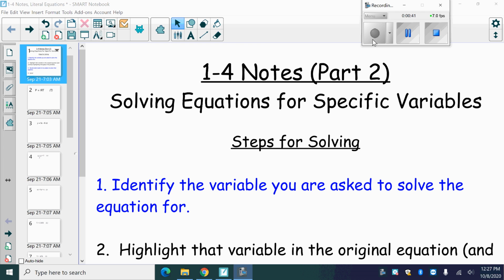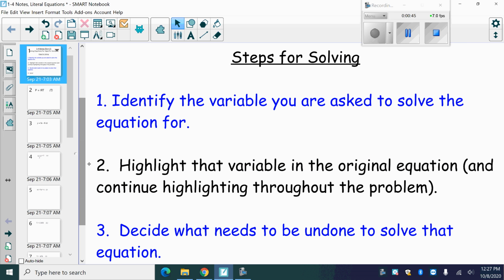Okay, solving equations for specific variables. Here are the steps for solving equations for specific variables. And what I mean by that is we're going to solve equations, and in these equations, we're going to have more than one variable, and you're going to have to solve the equation for a different variable.